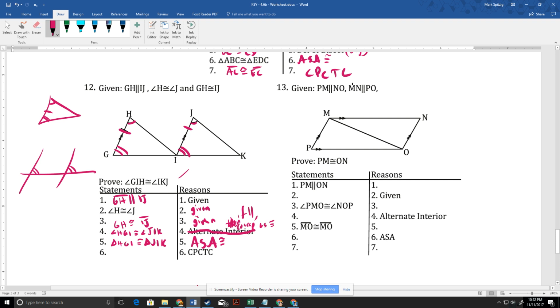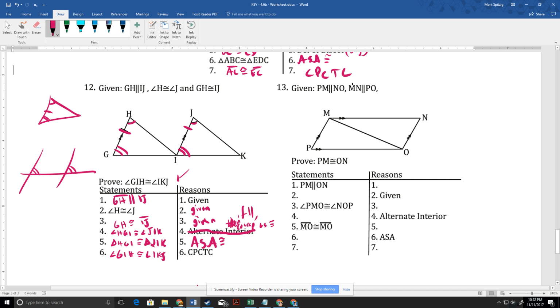And again, we're trying to prove those angles are congruent. Those are corresponding parts of these triangles that I just proved congruent. So we can say CPCTC. In other words, angle GIH is going to be congruent to angle IKJ because of CPCTC.